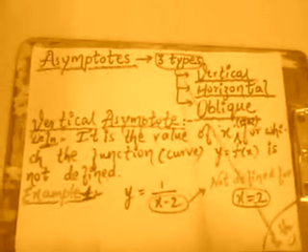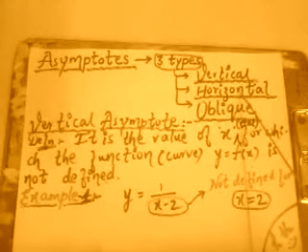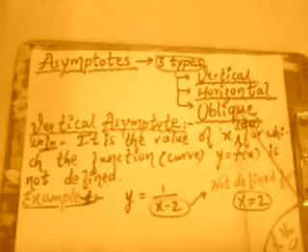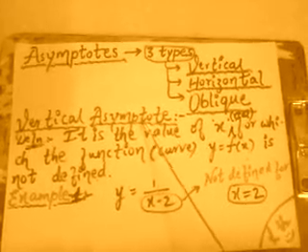Now there are three types of asymptotes which you're going to learn in today's session. One is the vertical asymptote, next the horizontal asymptote, and the oblique asymptote. So let's start with vertical asymptote. How do we define the vertical asymptote?